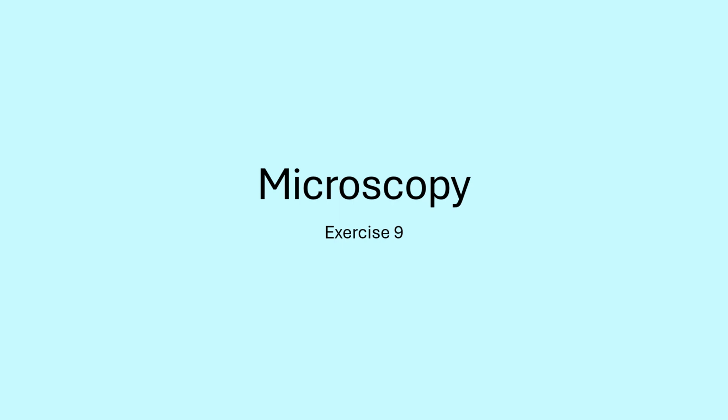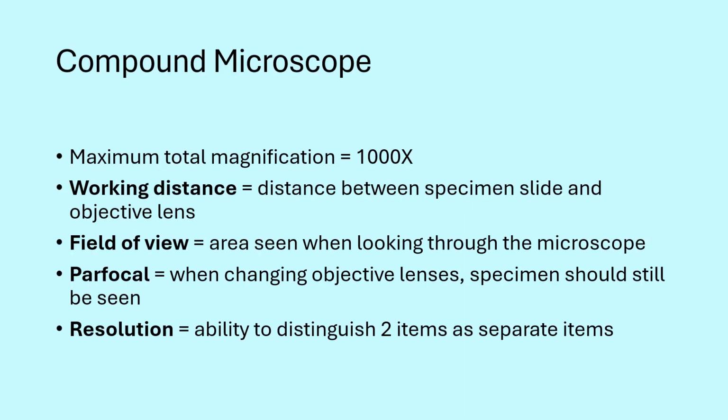In this section, we're going to talk about microscopy. So what we're talking about is using a microscope, viewing specimens, and then being able to do some calculations with that. In microbiology, in a regular lab, we're working with a compound microscope.